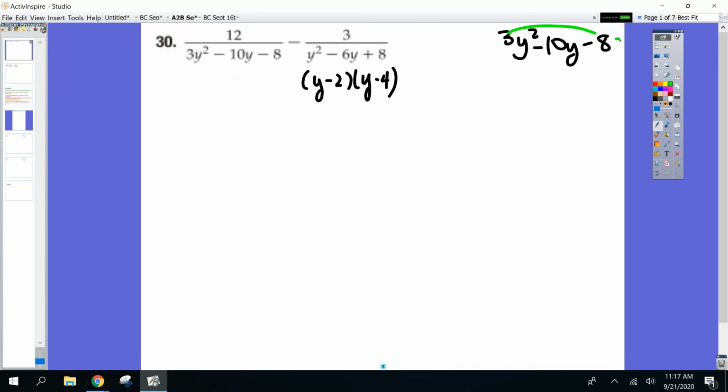Negative 24. Okay, ready? So after I multiply the A and the C, I now go 3y squared, and that's when I put my two blanks, minus 8. All right, let's go, Will. Think about two numbers that multiply to negative 24 but add to negative 10. Be careful.